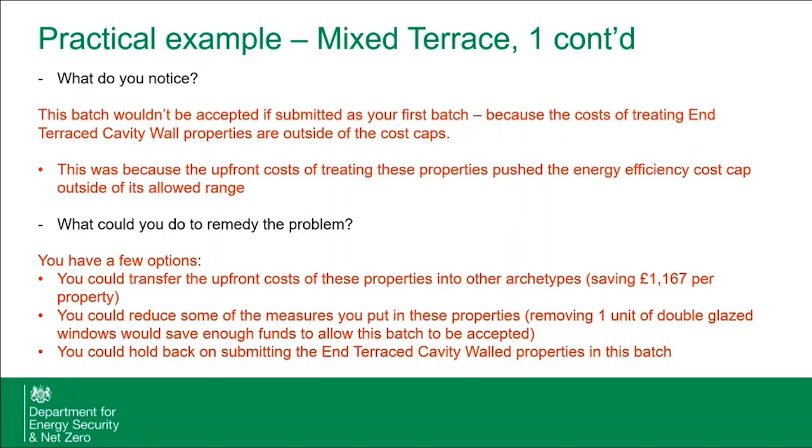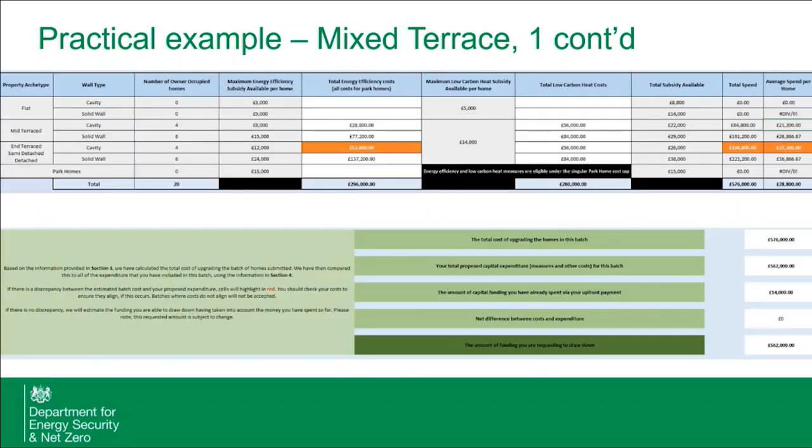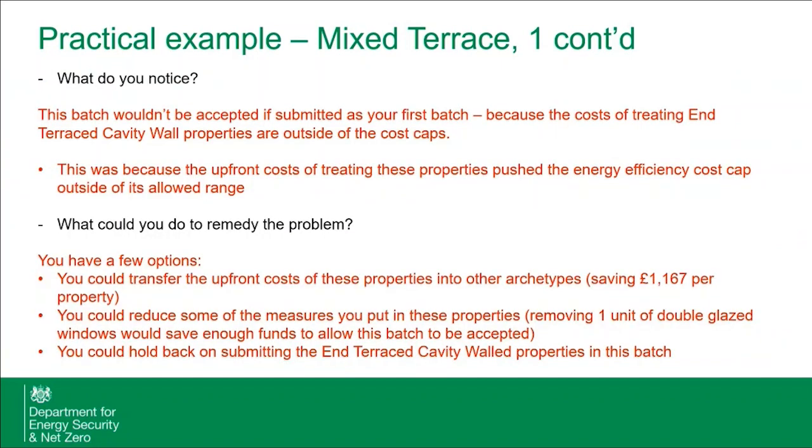What you will have noticed from these end costs is that, because one of our cost caps exceeded its allowable cost range, it wouldn't have been accepted as a first batch, because the cost of treating those end terraced cavity wall properties is outside of the cost caps. That was because of the additional enabling costs that were required in there, and that meant that we exceeded the energy efficiency cost cap that was available. And I'll just move to here so you can see what that looks like. So when we logged all of the upfront costs alongside those, it pushed our energy efficiency cost up for our cavity walled end terrace properties.